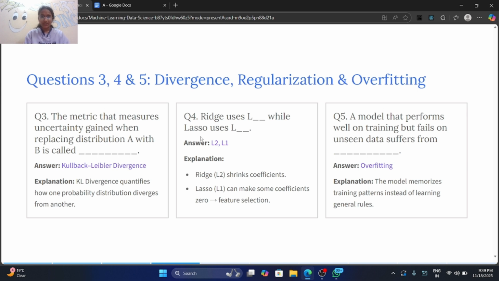Ridge uses which penalty and Lasso uses which penalty of L? Ridge uses L2 penalty and Lasso uses L1 penalty, which can even make some coefficients exactly 0. So the answer is L2 and L1. Now next question, moving ahead. A model that performs well on training but fails on unseen data suffers from. Here we talk about when a model memorizes the training data instead of learning patterns. So you test it on new data, it fails. This condition is called overfitting. So question number 5, answer is overfitting.